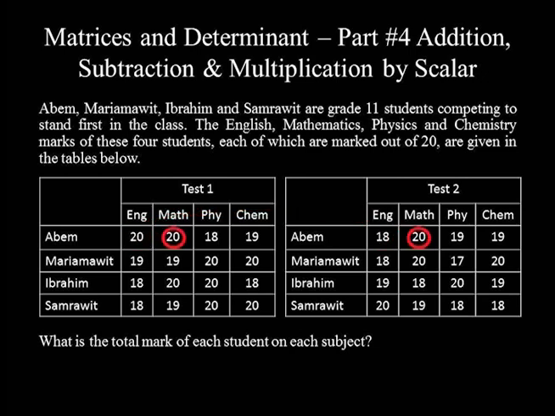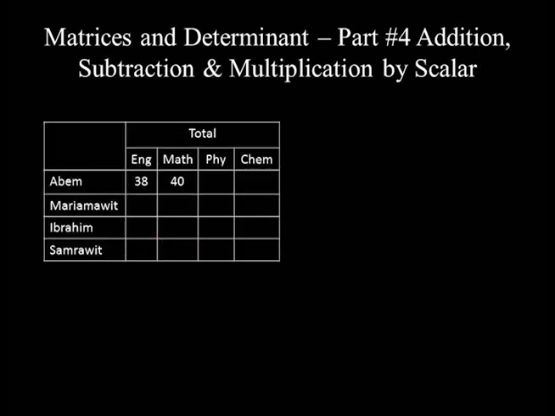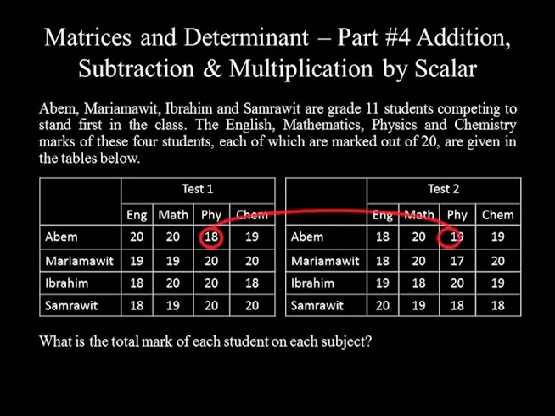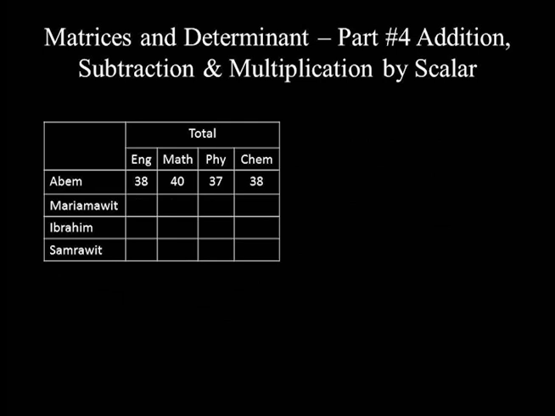Row 1, column 2 positions in these 2 tables represent the mathematics score of Abem in test 1 and test 2 respectively. So his total mark out of 40 is 20 plus 20 equal to 40. Here also, we add second column of first row at the left with second column of first row at the right. Considering these cases, we can generalize the addition of this tabular data as element at column N and row M of the left-hand side table has to be added to the corresponding element of the right-hand side table, meaning 18 plus 19 equal to 37 and 19 plus 19 equal to 38 for the remaining data of row 1.